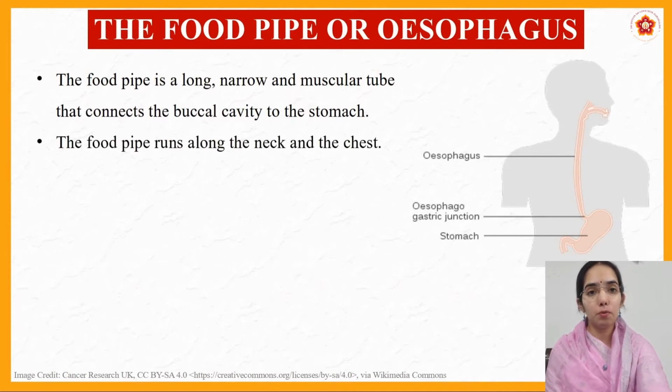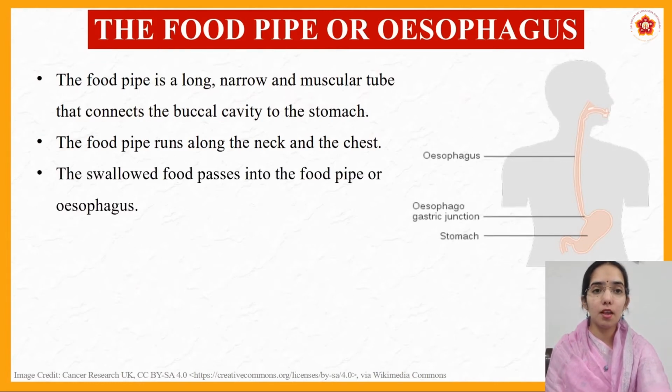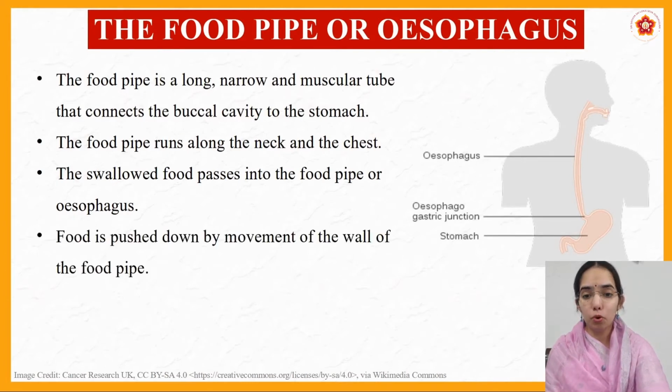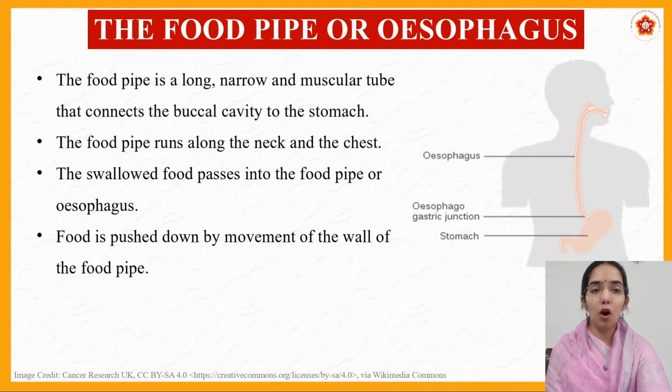The food pipe runs along the neck and the chest region. The swallowed food passes into the food pipe. The food enters the esophagus once we swallow it. Food is pushed down by the movement of the wall of the food pipe. The food is pushed down through our esophagus because the wall of the esophagus shows a particular type of movement which helps in the movement of food downwards.